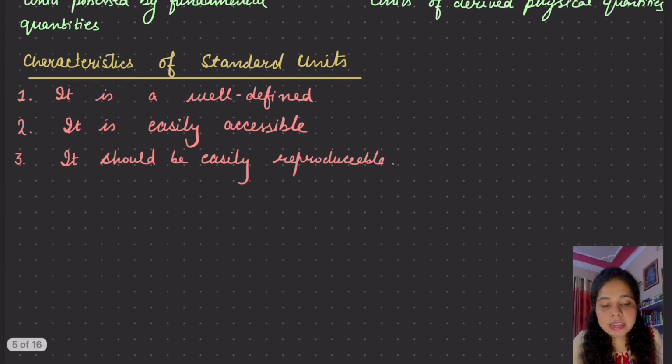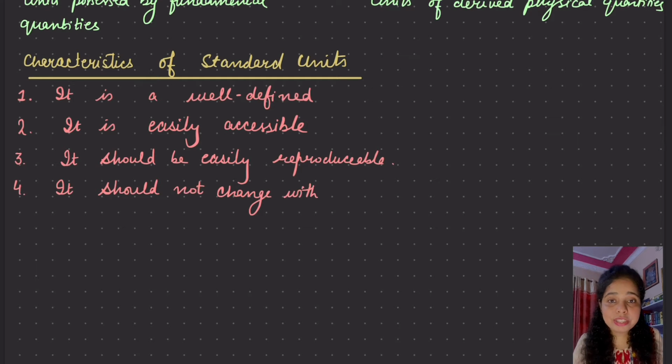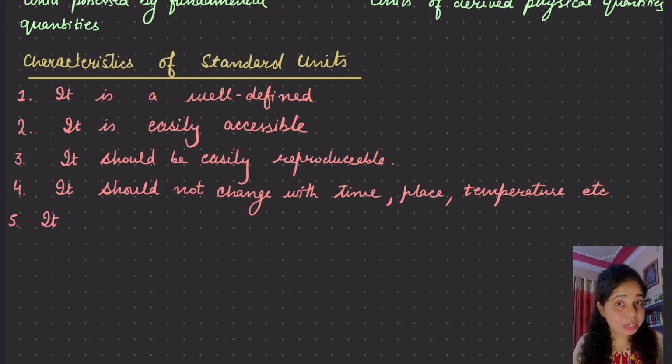The next characteristic is that it should not be changing with time, with place, or with any other physical condition. So the unit is said to be a standard unit only if it is not changing with time, place, temperature or pressure, etc. Also, it should be widely acceptable. That means our unit will be a standard unit only if it is widely acceptable, that is, a lot of people are believing in that. For example, all of us have a belief in money, and in exchange of money we can buy the product which we want to buy.